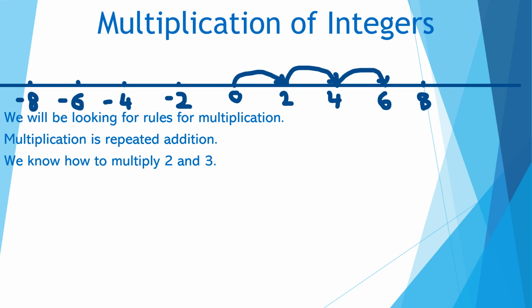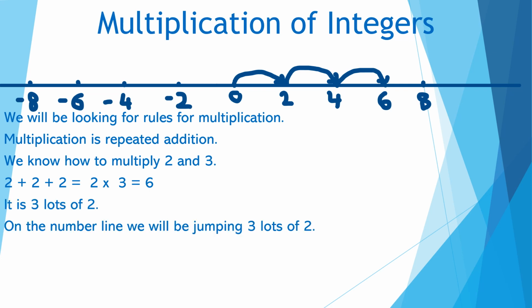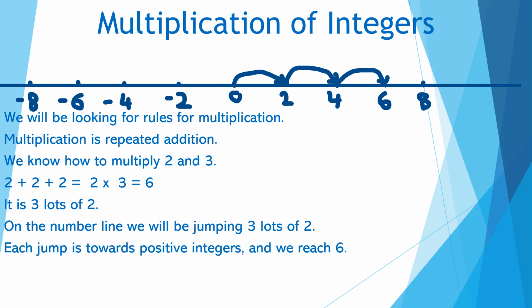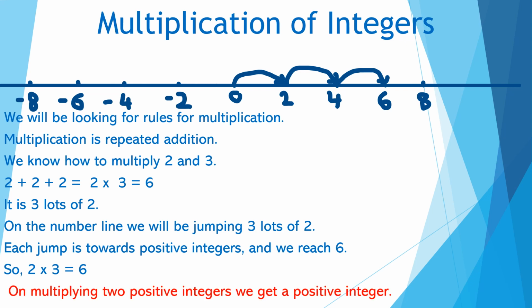Multiplication is repeated addition. So we will now multiply 2 and 3, which will give us 2 plus 2 plus 2 is equal to 2 multiplied by 3 is equal to 6. It is 3 lots of 2. On the number line, we will be jumping 3 lots of 2 towards the positive side. Each jump is towards the positive side and we reach 6. 2 into 3 gives 6. So we say that on multiplying two positive integers, we get a positive integer.